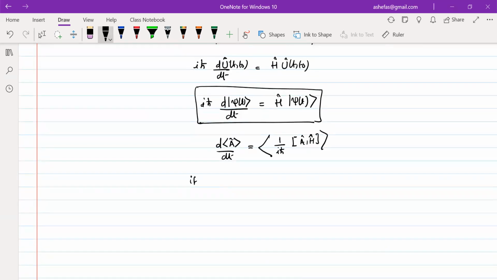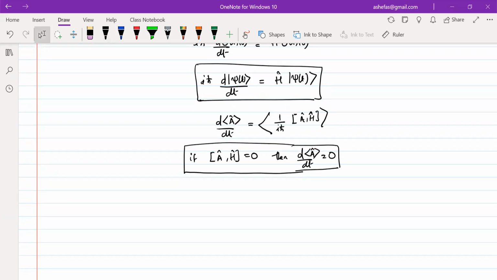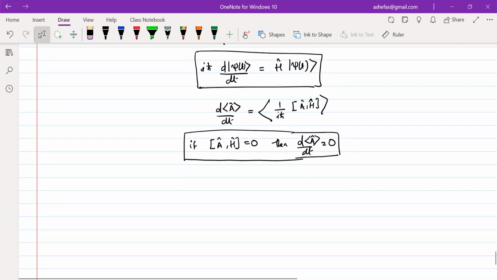So if an operator commutes with the Hamiltonian, then the corresponding operator or the corresponding dynamical variable would be a conserved quantity. So that is a result from this. Then later we introduced what is called the stationary state.